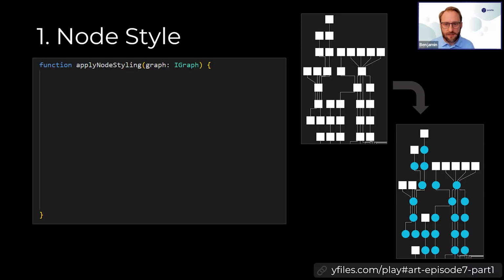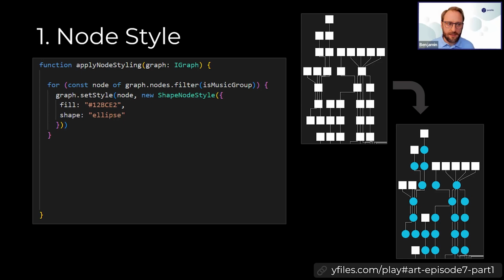So let's start with the ShapeNodeStyle. And as I said before, I would like to change the shape of the music groups. And what I do is I just go through the nodes of the graph and I filter the nodes using a predicate. It's called isMusicGroup. It's basically a function that just decides based on some tag of the node whether this node is a music group or an artist node. And for all these nodes, I set the style of the node by creating a new ShapeNodeStyle, defining some properties.